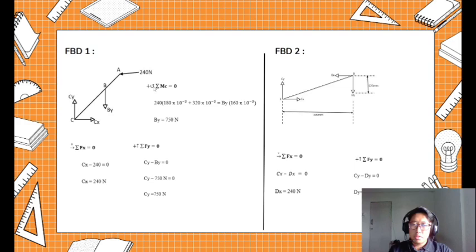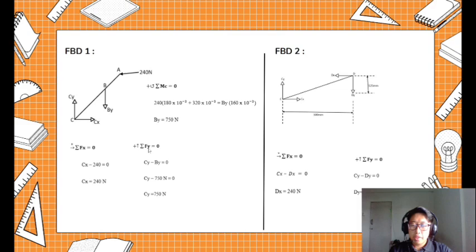Next, by using the sum of moment at point C equals 0, assuming counterclockwise rotation is positive, we take 240 Newton times 180 times 10 to the power of negative 3, which is the distance of A to B, plus 320 times 10 to the power of negative 3, which is the distance from B to C, equals By times 160 times 10 to the power of negative 3, which is the horizontal distance of B to C. And you get the answer for By is 750 Newtons.